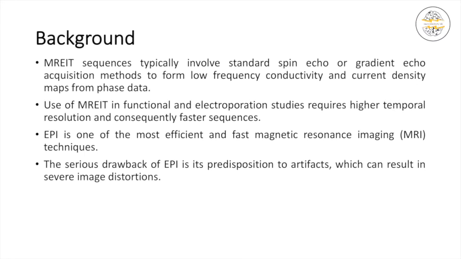We are interested in using MREIT to follow dynamic electrical impedance changes, such as fluctuations in conductivity that occur during electroporation, heating or during neural function. These applications make it necessary to develop faster MREIT sequences. Here we describe development of fast echo-planar imaging MREIT methods. EPI acquisition can result in image distortion, and here we concentrate on mitigating these artifacts in the phase images we use for MREIT reconstructions.